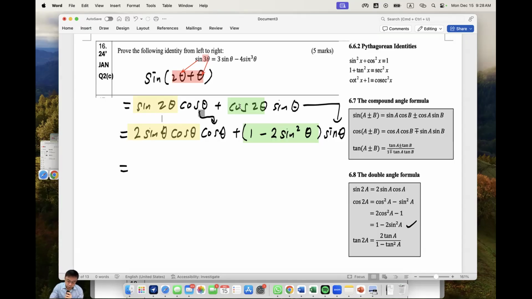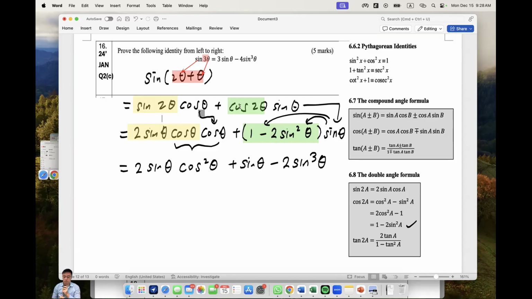So we have 2 sine theta and this one cos square, isn't it? Okay, plus the sine theta. Now I'm multiplying. I will get sine theta minus 2 sine cube theta. Am I right? Because power 2, power 1 become power 3. Am I right?